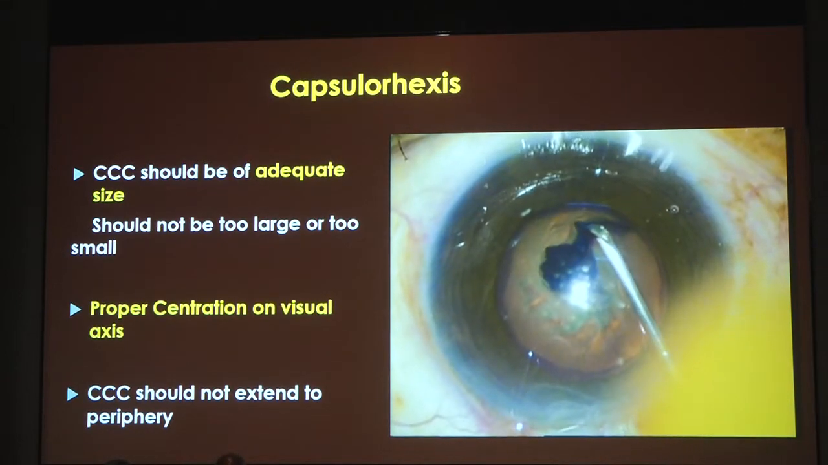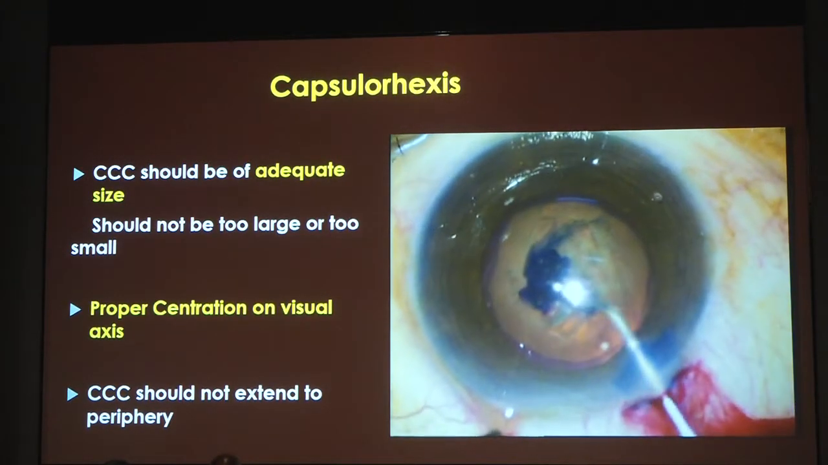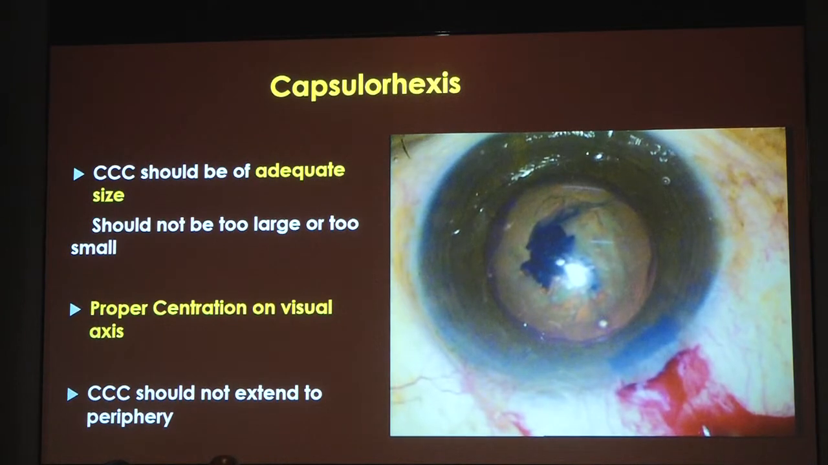It should be of adequate size. Lahane sir has already explained that if it is very small, accidentally you may remove the entire lens instead of removing only the nucleus. Proper centration of capsulorhexis is most important.